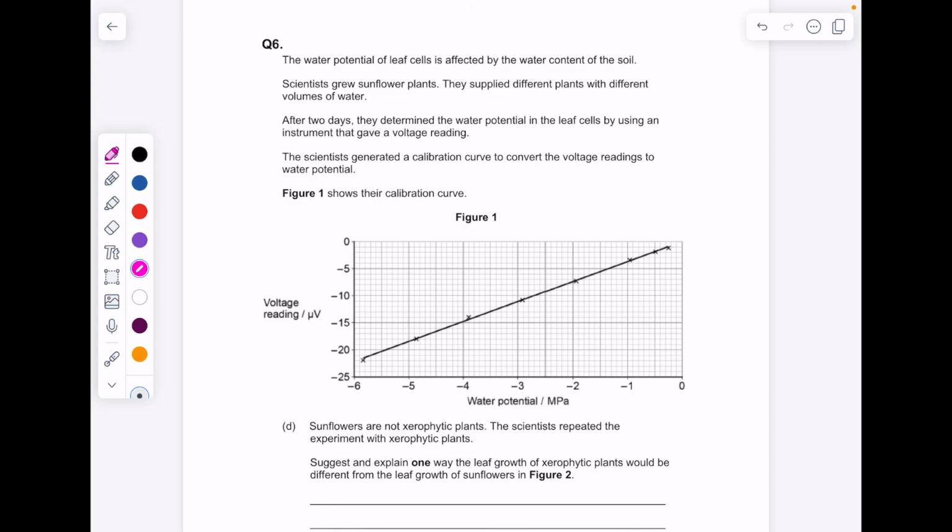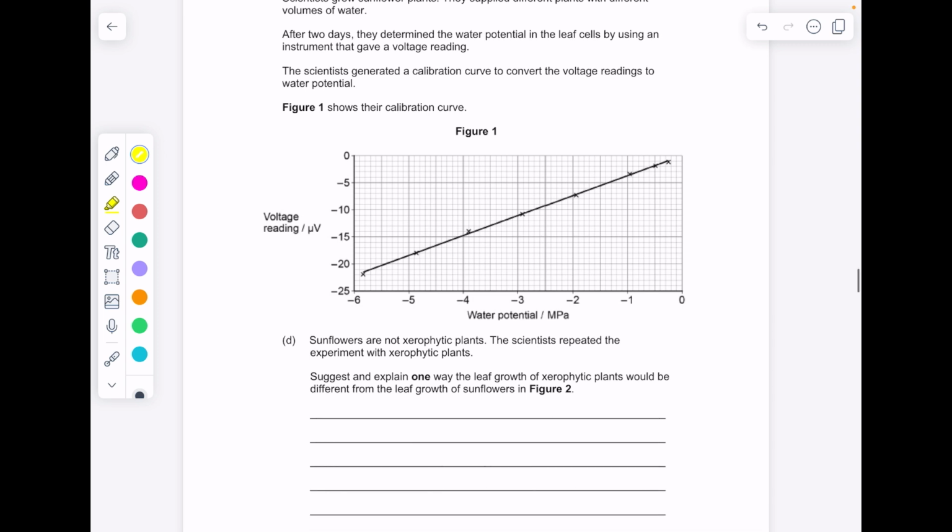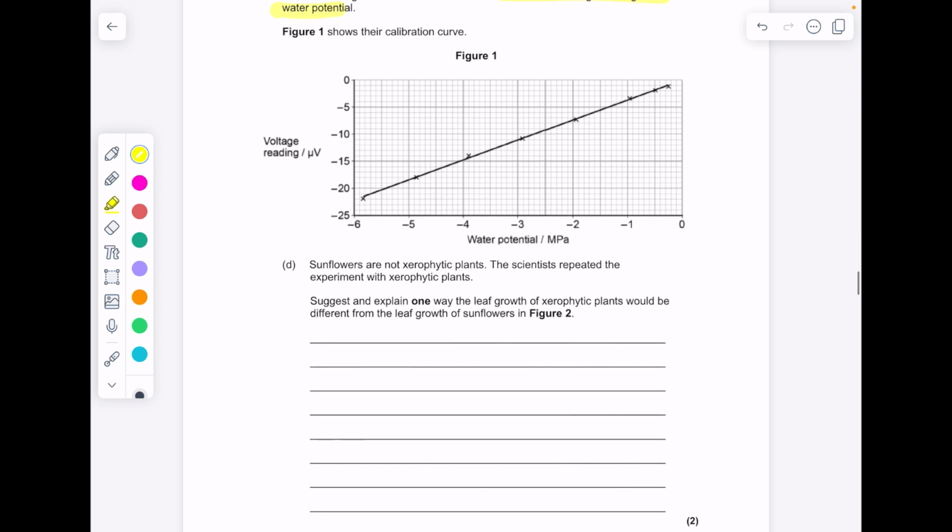The water potential of leaf cells is affected by the water content of soil. Scientists grew sunflower plants. They supplied different plants with different volumes of water. After 2 days, they determined the water potential in the leaf cells by using an instrument that gave a voltage reading. The scientists generated a calibration curve to convert the voltage readings to water potential. Figure 1 shows their calibration curve.